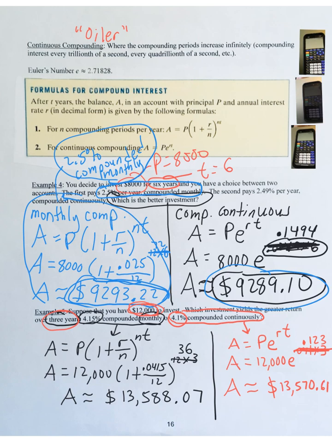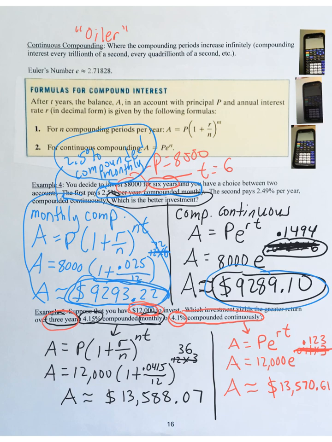$13,570.61. I promise it's supposed to be a 6. Let me try writing it a little nicer. So 61 cents when you round to the nearest cent. So as you compare these two amounts, yet again, the compounded monthly is slightly bigger.